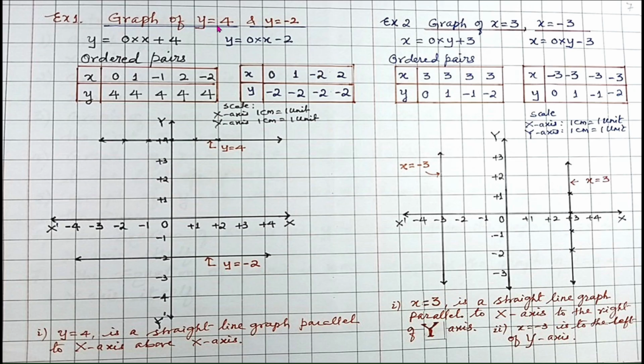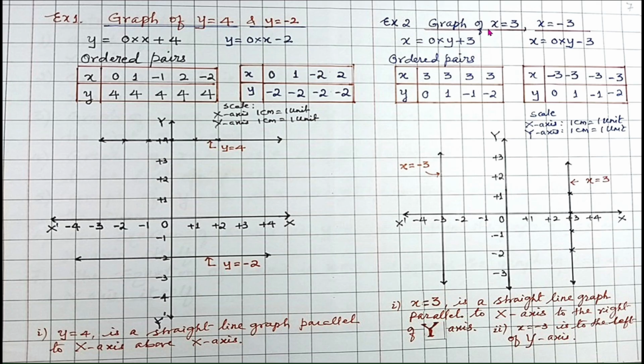Therefore remember, y is equal to 4 gives us a straight line graph which is parallel to the x-axis and above the x-axis. Now y is equal to minus 2. If I draw the graph of y is equal to minus 2, similarly I get a straight line graph below the x-axis and parallel to the x-axis. Therefore y is equal to minus 2 gives us a graph which is parallel to the x-axis but below the x-axis. That is what you have to remember. So in both cases we have got straight line graphs parallel to the x-axis, but if it is a positive value then it is above the x-axis, and if negative, it is below the x-axis.